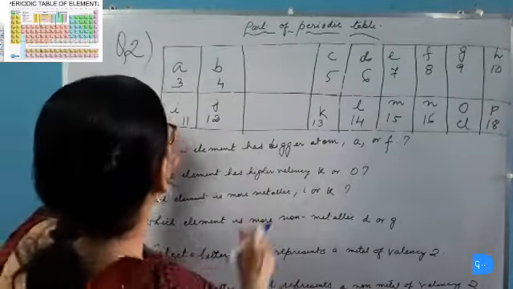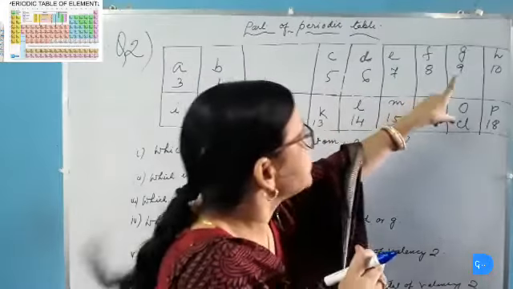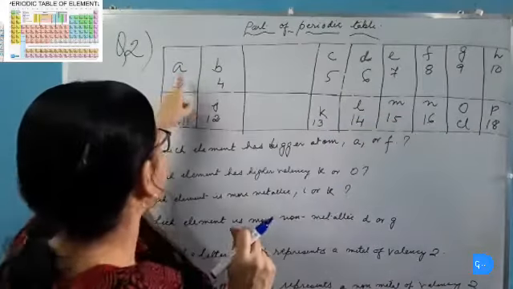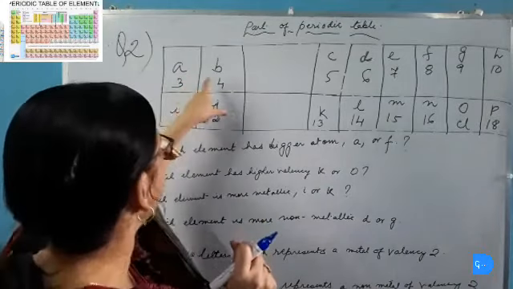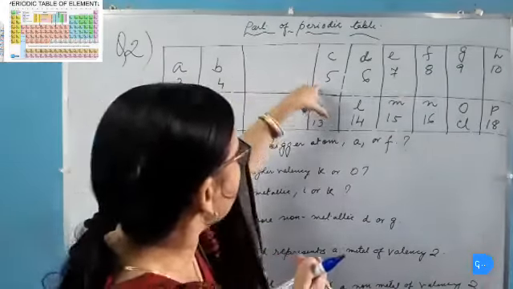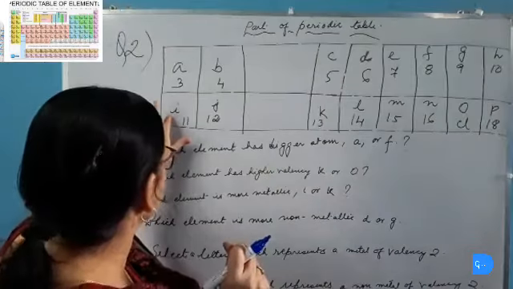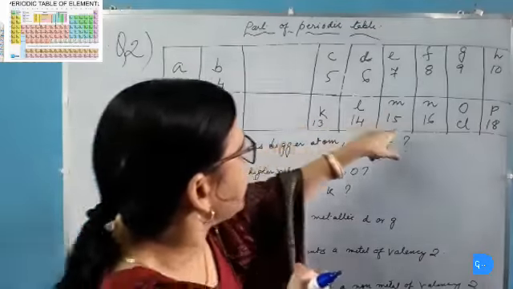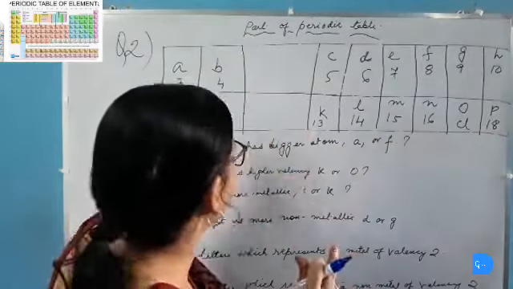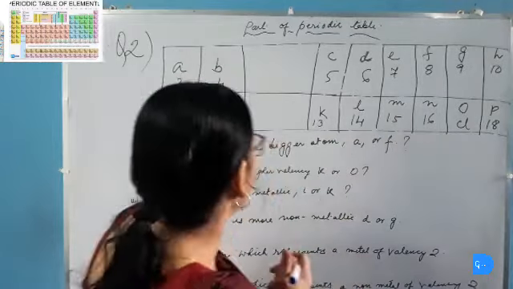This is a periodic table. Here the elements are A, B, C, D, E, F, G and H, and they are arranged in atomic number. A has atomic number 3, B 4 and C 5, and thus they have consecutive atomic numbers. And here also the atoms are arranged in atomic numbers: I, J, K, L, M, N, O, P. Here the elements have consecutive atomic numbers. Now we will answer the following questions.